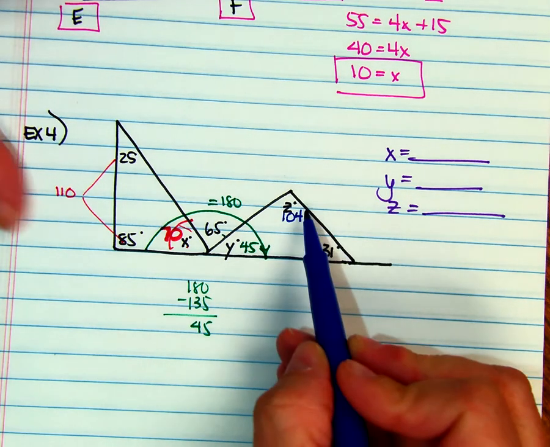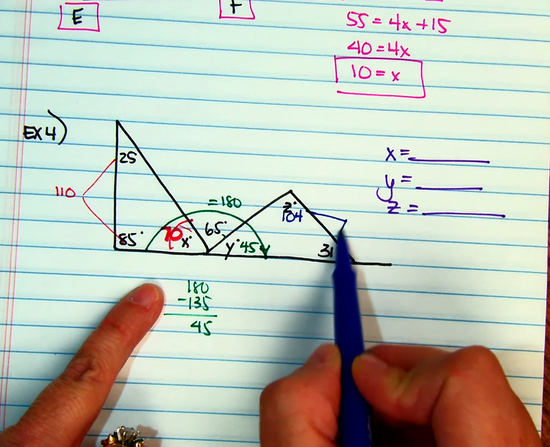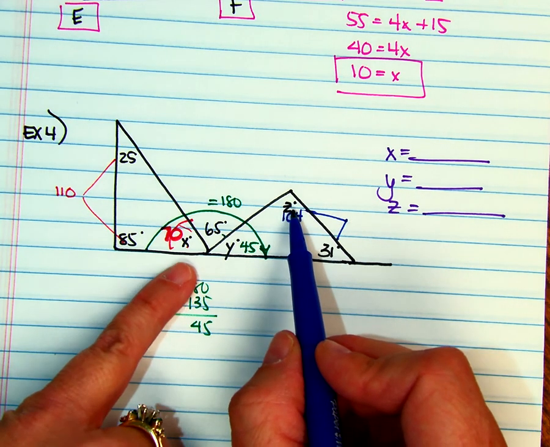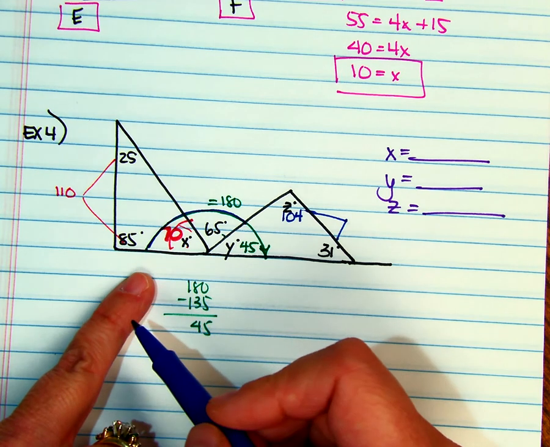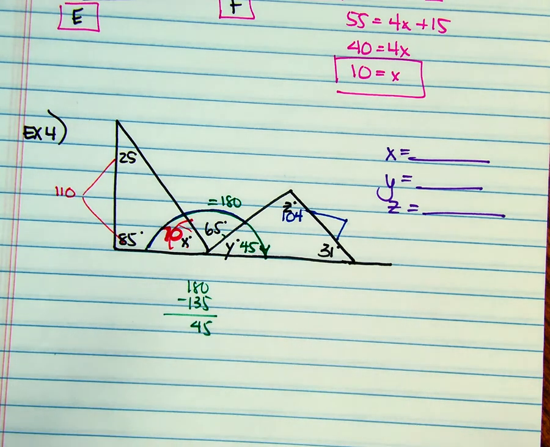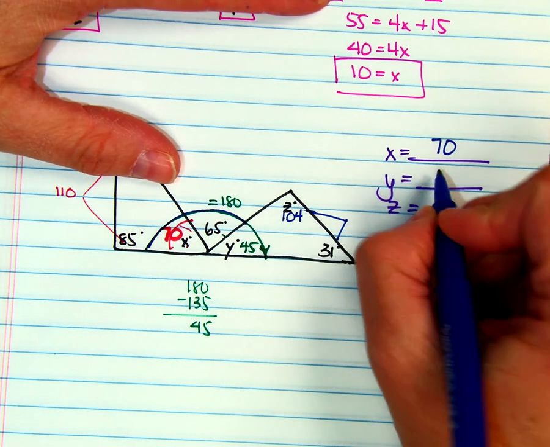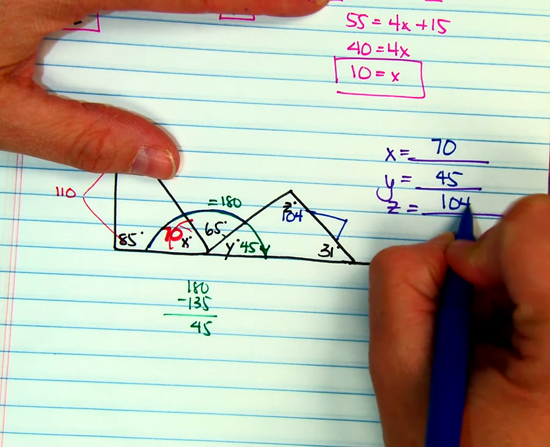So we can check this. These also give me 135. The remote exterior would be 70 plus 65, which is also 135. So there are checks everywhere when you are working with triangles. So X is 70, Y is 45, and Z is 104.